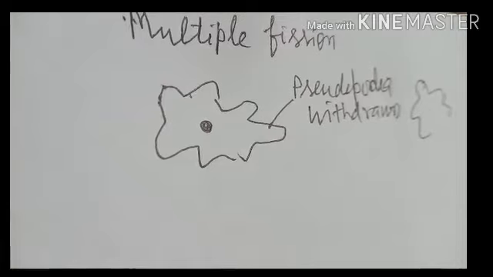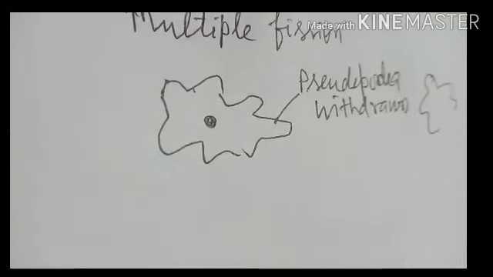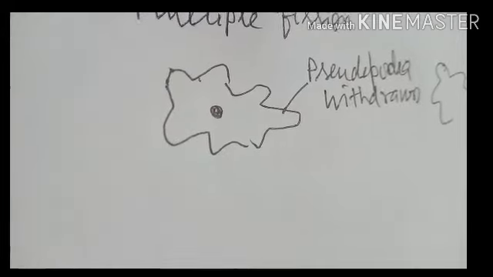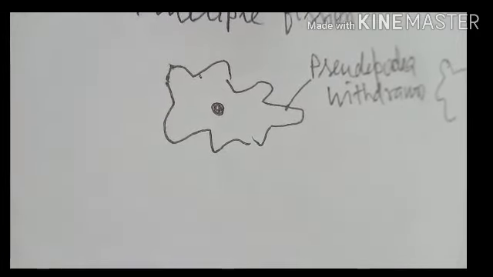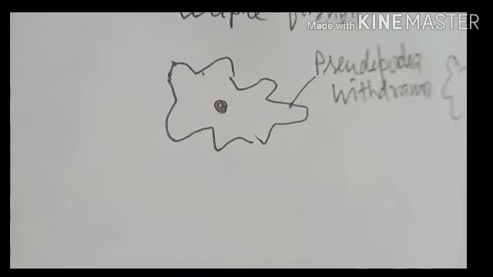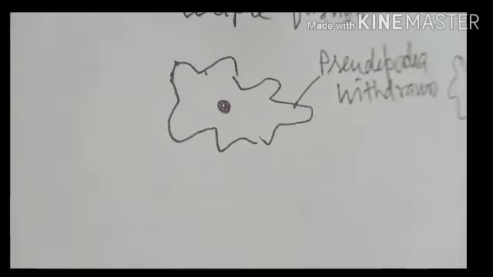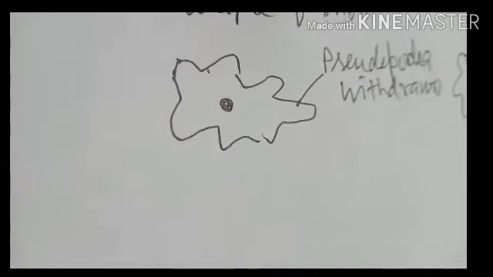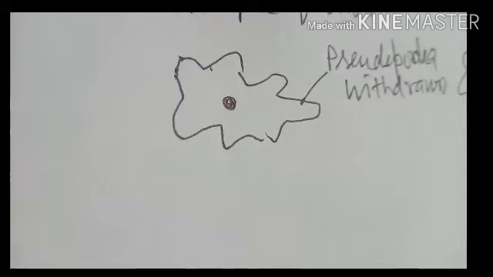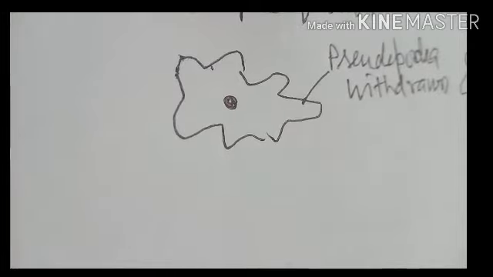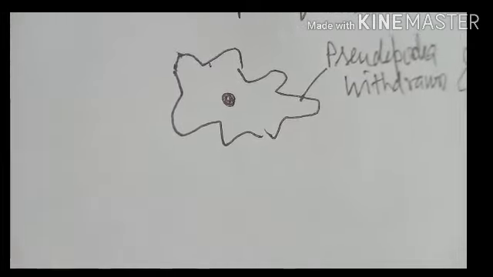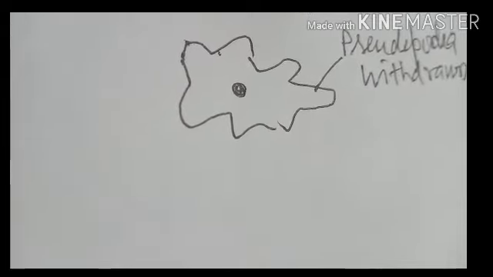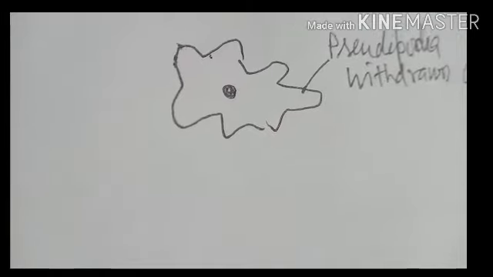Multiple fission in amoeba. Multiple fission is a method of asexual reproduction by which a large number of individuals are produced from a single parent. Generally, it occurs during unfavorable conditions, or it mostly occurs in parasites. Let us see multiple fission in the case of amoeba.